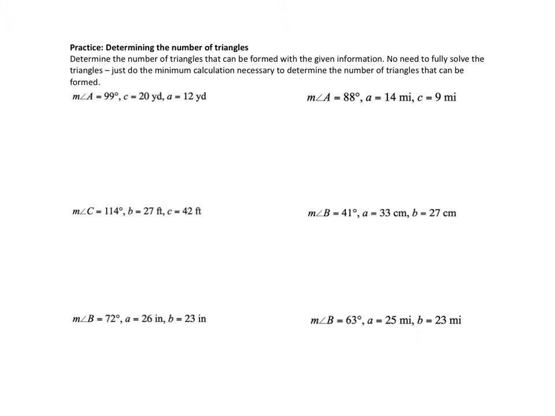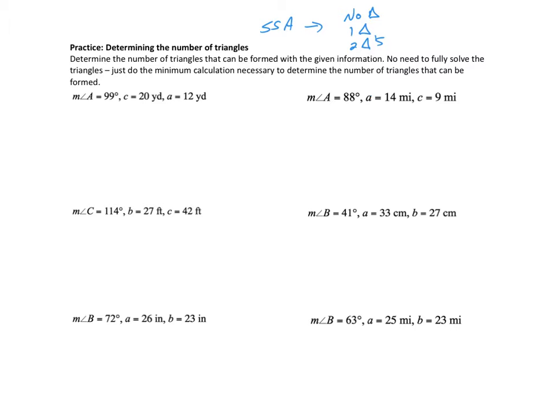Okay, we're going to walk through the fourth side of the notes about the ambiguous case for the law of sines. In this practice set, we're going to try to determine the number of triangles. If we have the ambiguous case, side, side, angle, we can have the possibility of no triangle, one triangle, or two triangles. In these problems, our goal is to figure out how many triangles we will have. We do not need to solve the triangle completely.